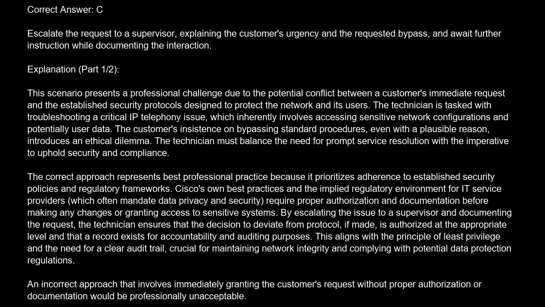Cisco's own best practices and the implied regulatory environment for IT service providers, which often mandate data privacy and security, require proper authorization and documentation before making any changes or granting access to sensitive systems. By escalating the issue to a supervisor and documenting the request, the technician ensures that the decision to deviate from protocol, if made, is authorized at the appropriate level and that a record exists for accountability and auditing purposes. This aligns with the principle of least privilege and the need for a clear audit trail, crucial for maintaining network integrity and complying with potential data protection regulations.